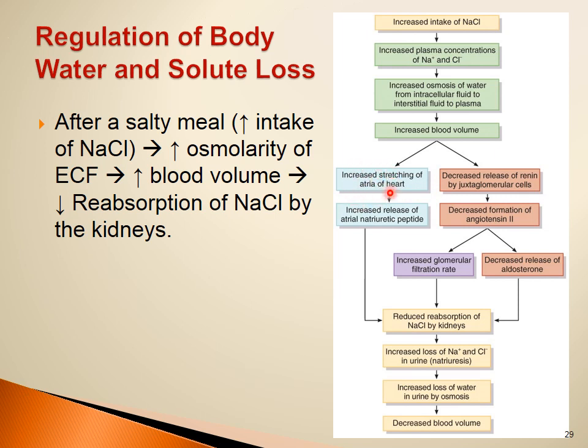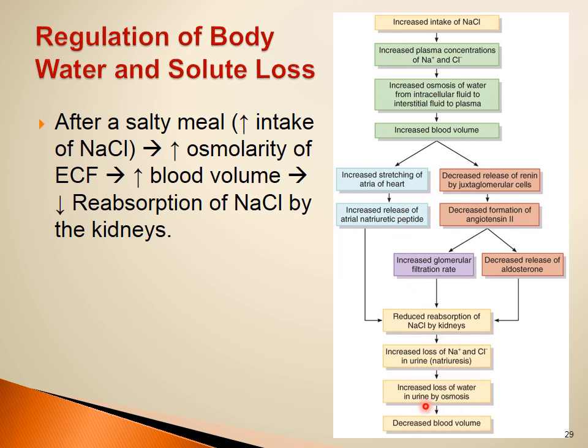Stretching the atria with high blood volume will cause the release of ANP hormone from the atria. ANP, as a hormone, will circulate in the blood, will reach the kidneys, and will reduce the reabsorption of sodium chloride by the kidneys, which means there is an increase in the loss of sodium chloride in the urine, and this is natriuresis, from which the name of the hormone was derived.